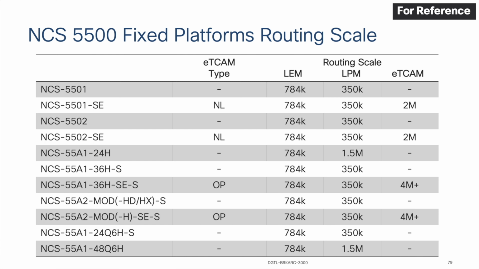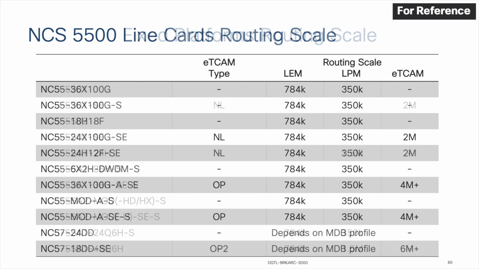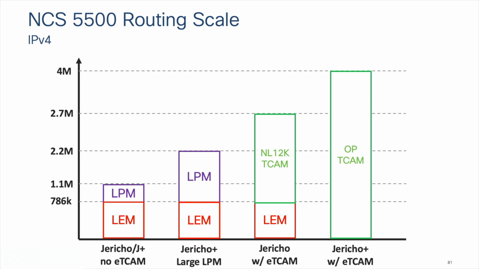Just for your reference, a chart summarizing the global capability of each system and line card. To quickly compare the capabilities of each option, I created this chart for IPv4, but keep in mind that the routes are not magically perfectly distributed between these different resources to occupy the space ideally.